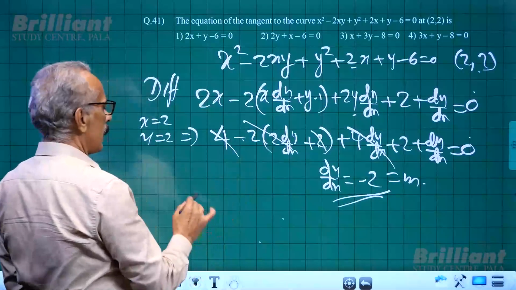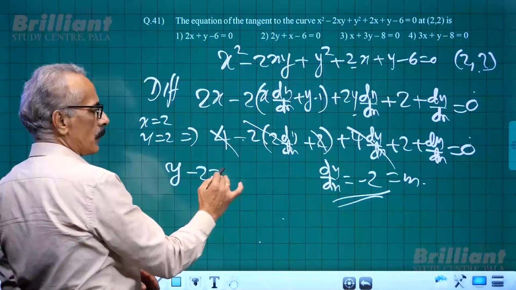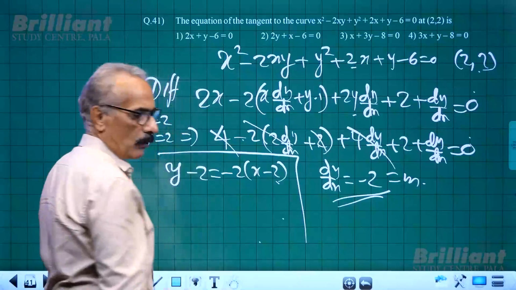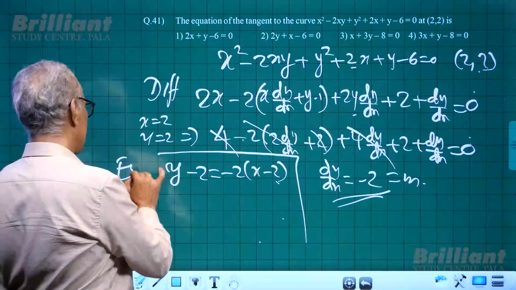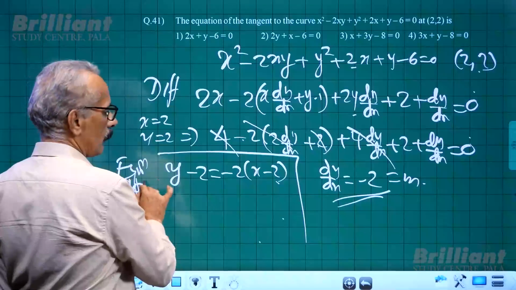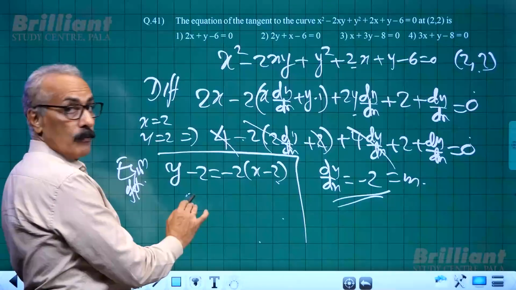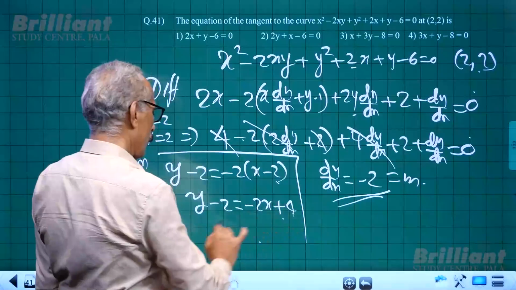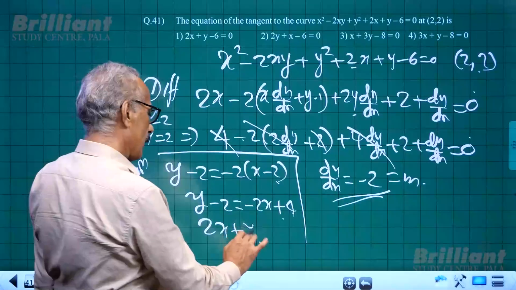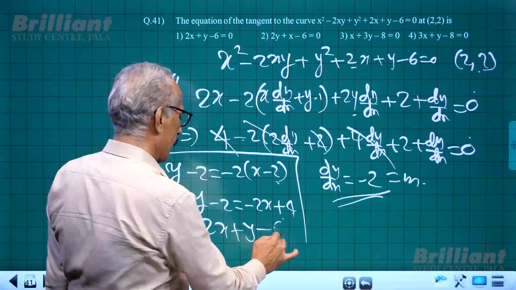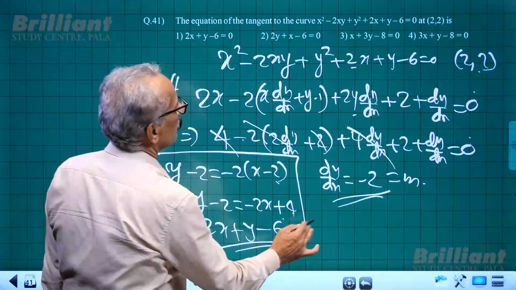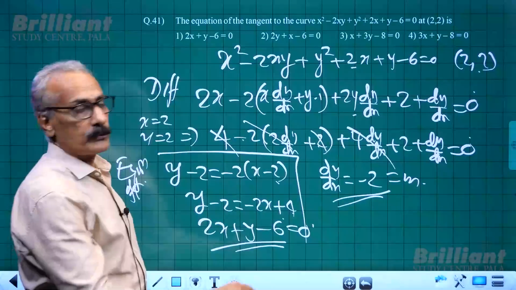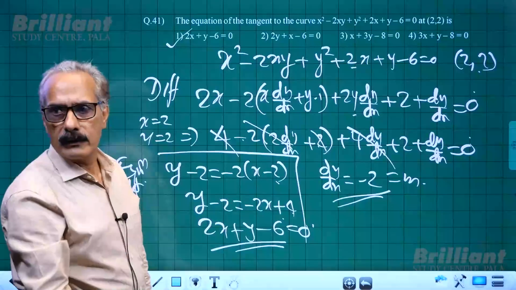Now what's the equation of the tangent? y minus y1 is equal to m into x minus x1, so y minus 2 is equal to minus 2 into x minus 2. That is y minus 2 equal to minus 2x plus 4, or 2x plus y when you transfer, minus 6 equal to 0. That's the tangent, 2x plus y minus 6 is equal to 0. That's your equation of the tangent.